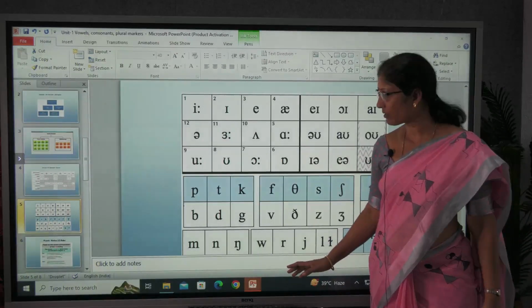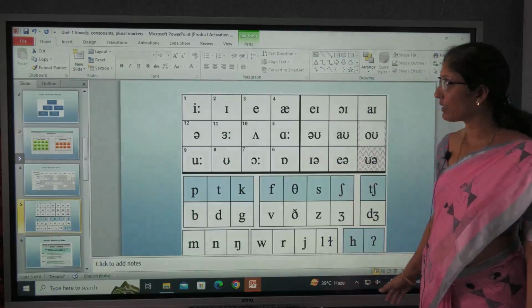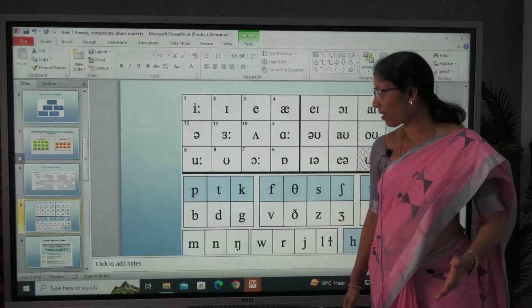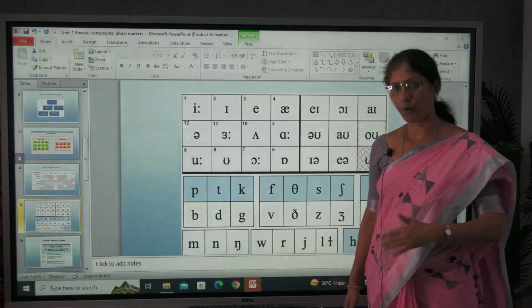So far we have discussed vowels and consonant sounds. In the next class we will discuss how plural nouns are produced.